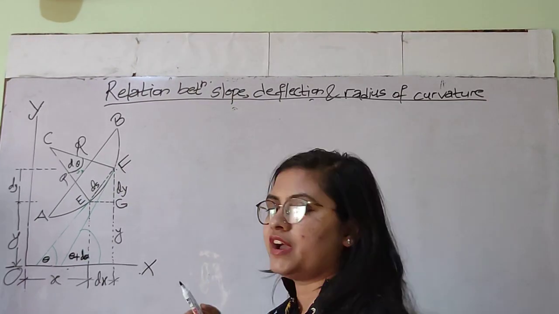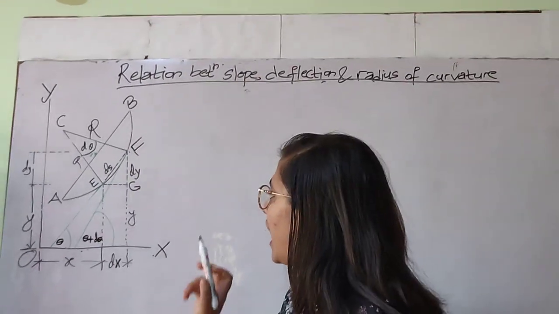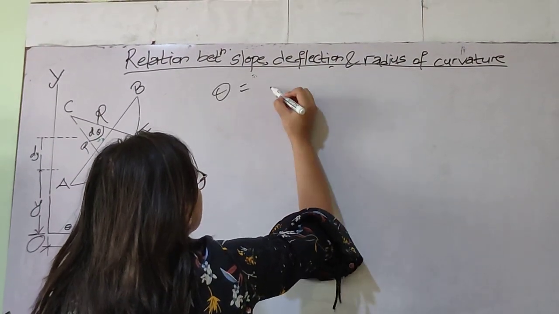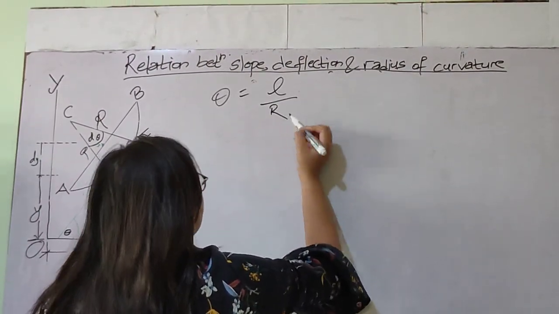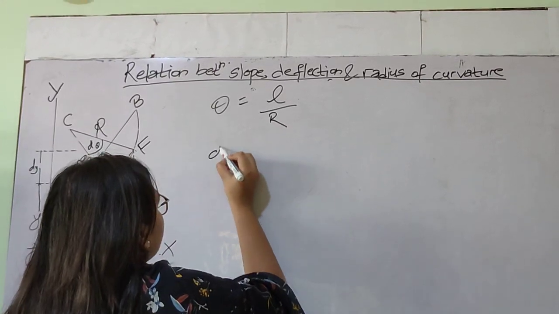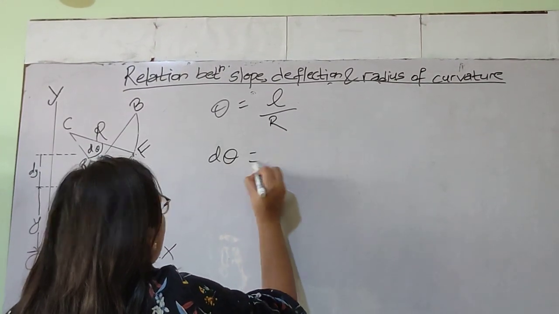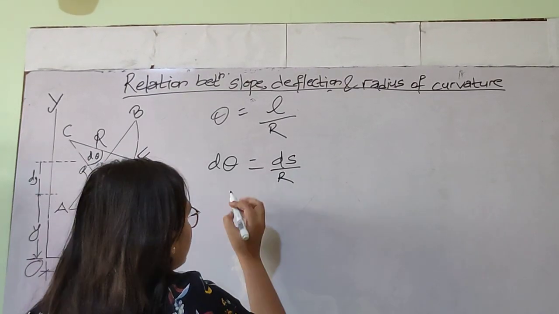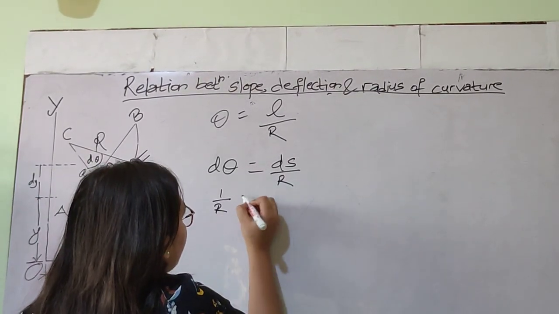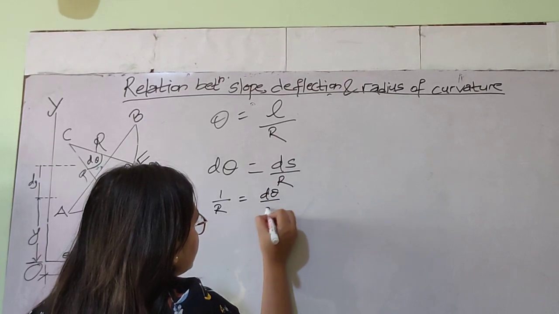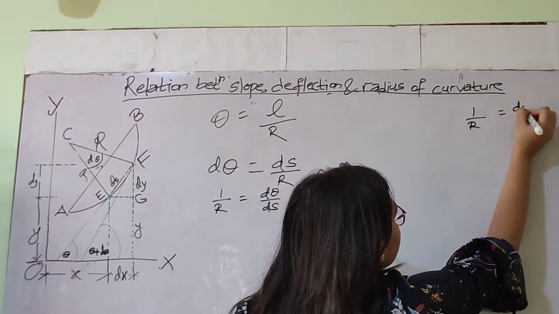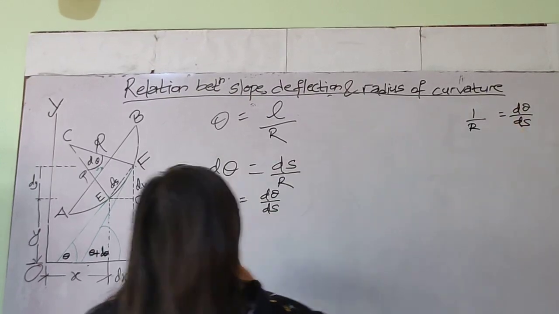Now we are going to find the relationship. For this, I need to use certain relations. We know theta is equal to arc length by radius. So here the angle is d theta, the arc length is ds, and the radius is r. From this we get 1 by r equal to d theta by ds. I'll write this value here: 1 by r equal to d theta by ds.